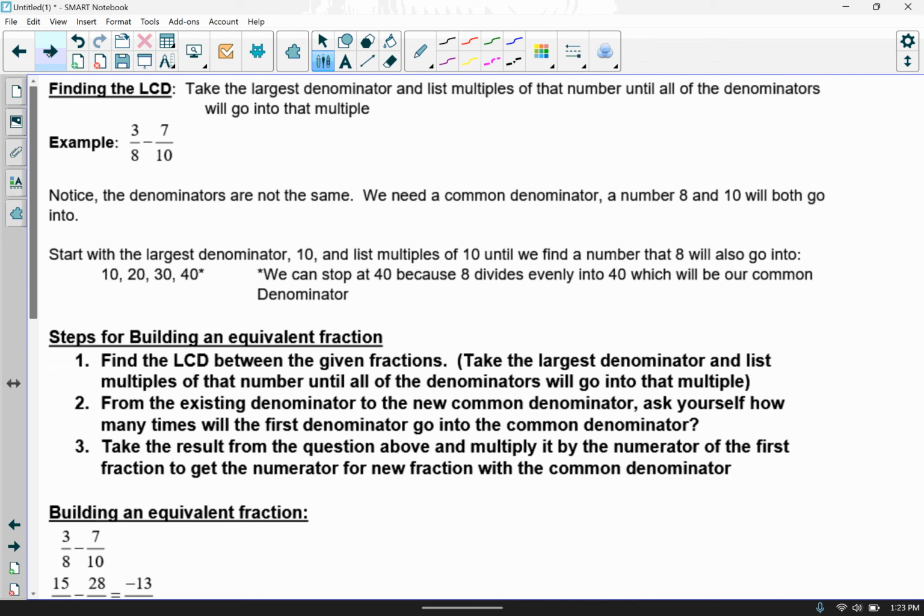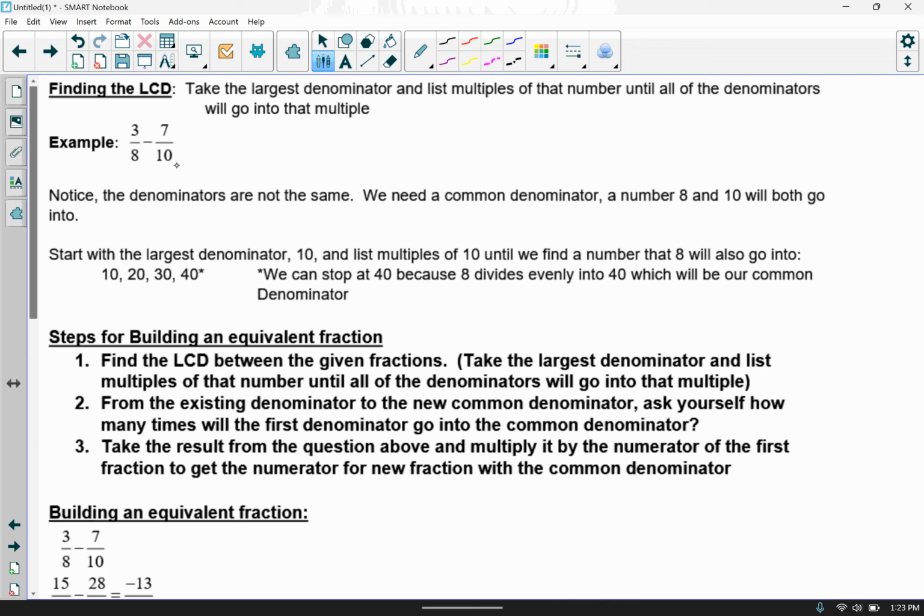And let's look here when we're finding our least common denominator. Here in the example, I want to take 3/8 and subtract 7/10. In our previous problems, we had the same common denominator, so we could just go straight to it. Whenever the denominators are not the same, we have to get a common denominator. So we look for a number that 8 and 10 will both go into.